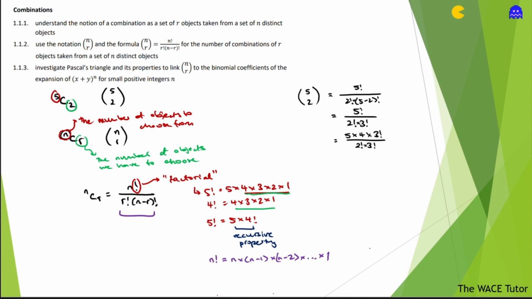Okay, so I can cancel these two out. And the reason why is because that's 3 times 2 times 1 over 3 times 2 times 1. And so those two are equal. And so as a result, we have 5 times 4 over 2 times 1, which is equal to 20 divided by 2, which is equal to 10.